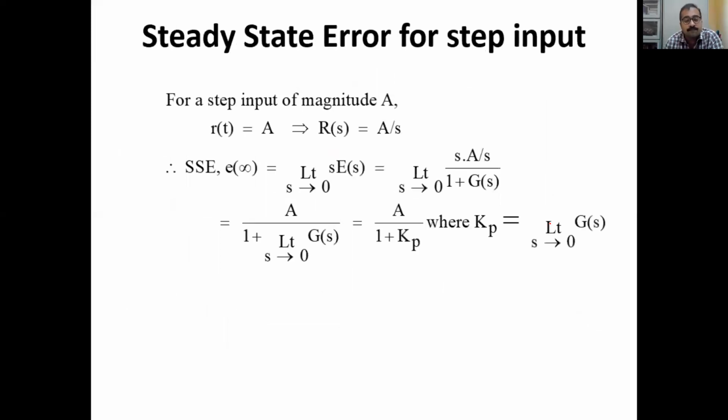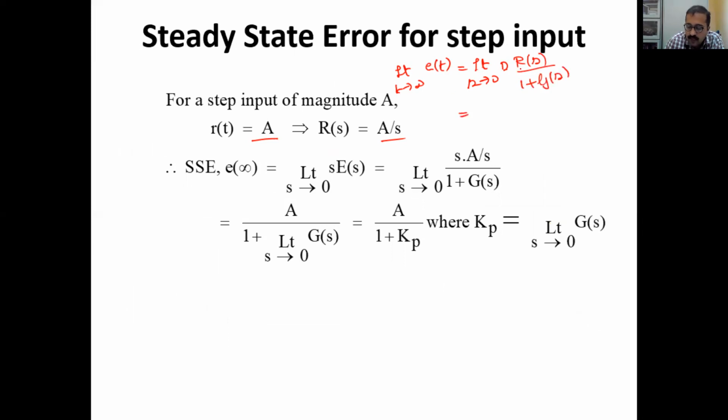Steady state error for a step input, right? For a step input of magnitude A, R of T is A. So what will be R of S? A by S, right? So what will be the steady state error? I can write the steady state error as limit T tends to infinity, E of T, which is limit S tends to 0, S into R of S divided by 1 plus G of S.